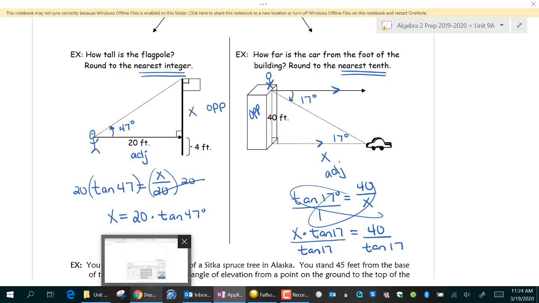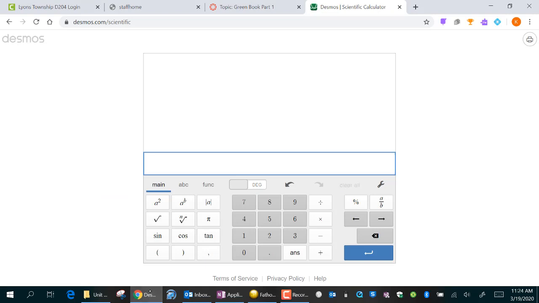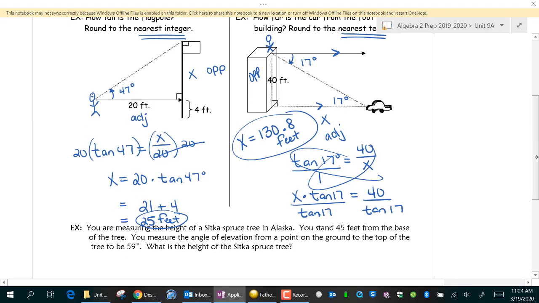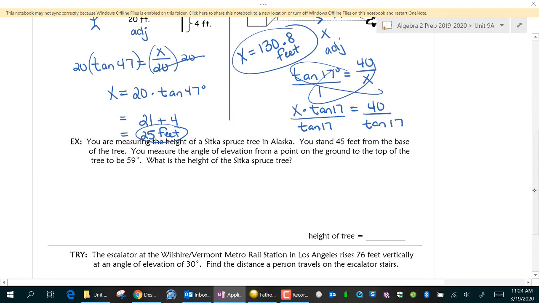So I go to my calculator, 40 divided by tangent of 17, and we get 130.8. And again, we're using feet. Okay, we're going to try two more examples, this time that we actually have to set up.